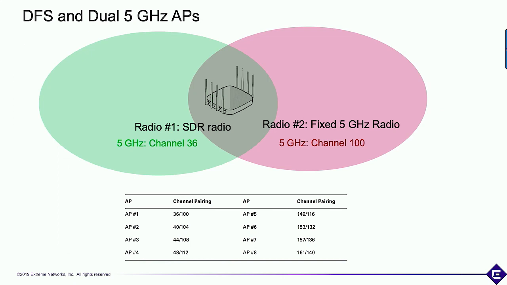How about dual 5 gigahertz and DFS? Extreme and other vendors all offer dual 5 gigahertz. It's been quite the winner for Extreme. So in this case, you see an SDR radio.